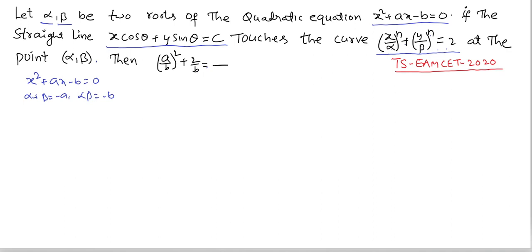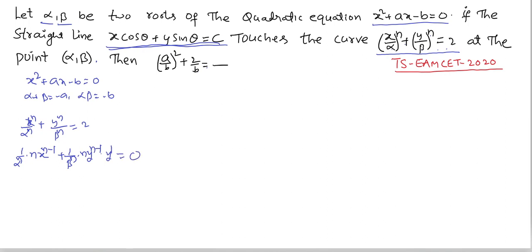And the given straight line x cos theta plus y sin theta is equal to c touches the curve. That means this line is a tangent to this curve. The equation of the curve is x power n by alpha power n plus y power n by beta power n is equal to 2. So take differentiation, that is 1 by alpha power n into n x to the power of n minus 1, plus 1 by beta power n into n y to the power of n minus 1 into the derivative of y, which is dy by dx.